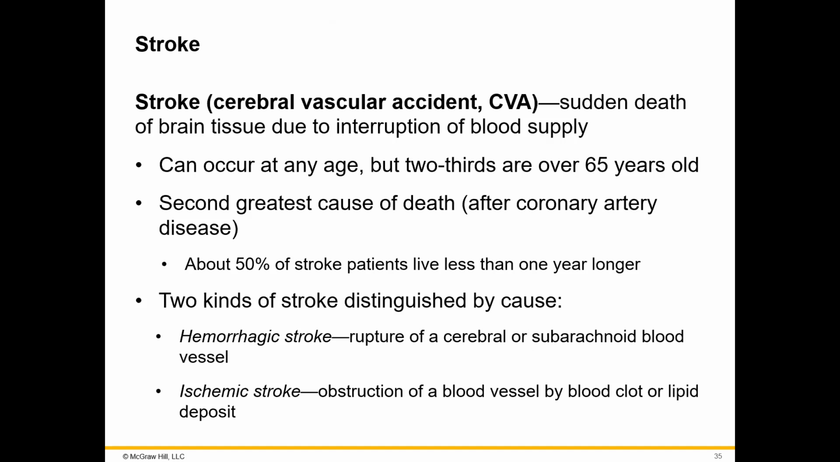So a stroke, also known as cerebral vascular accident, is sudden death of brain tissue due to interruption of blood supply. That can occur at any age, but two-thirds are over 65 years old. It is the second greatest cause of death after coronary artery disease. A stroke is irreversible. When you say death, that is irreversible injury that cannot under any circumstance be restored.